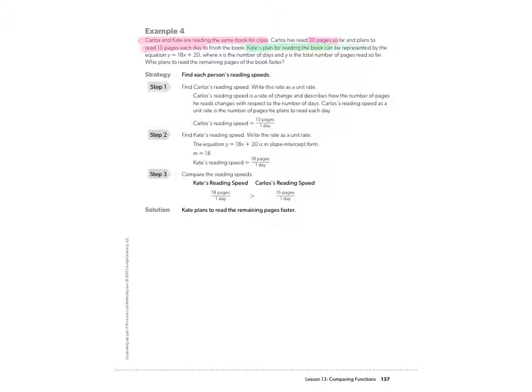Kate's plan for reading can be represented by the equation y equals 18x plus 20, where x is the number of days and y is the total number of pages read so far. Who plans to read the remaining pages faster? That's important. The question does not ask who will finish first. The question asks who will read the remaining pages faster. That question is asking me who's reading faster.